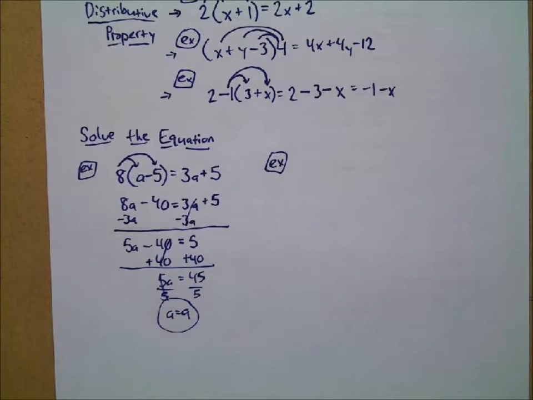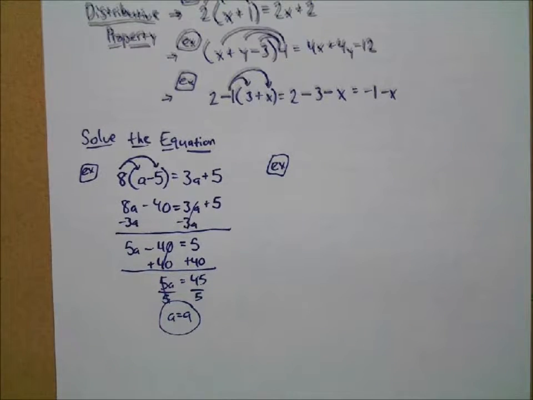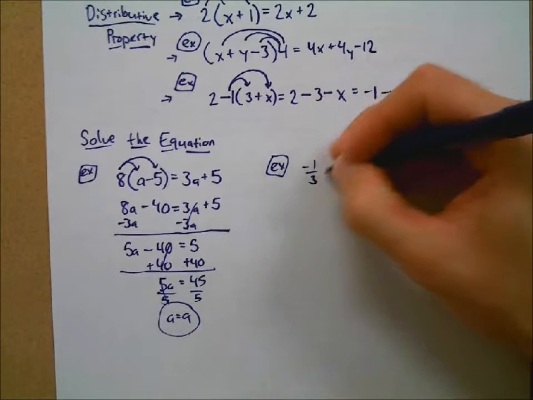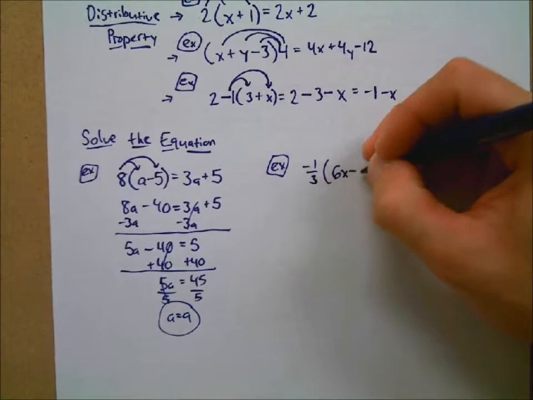Too easy, Mr. Wid. All right. We'll keep going here. Let's see. How about negative 1/3 times 6? I know fractions. They're the worst. Negative fractions. That's right.